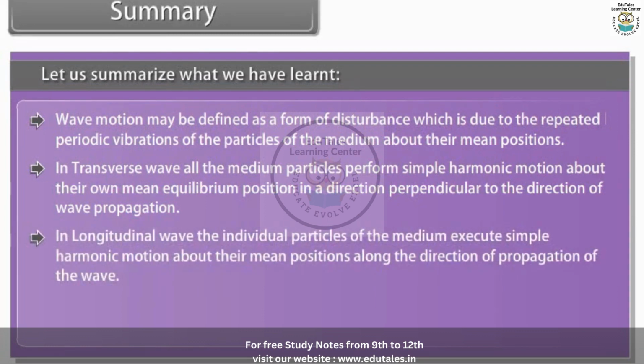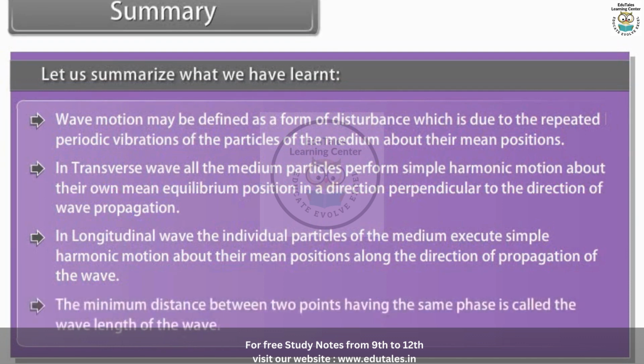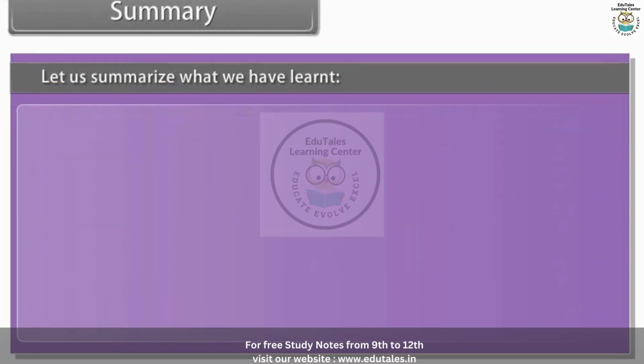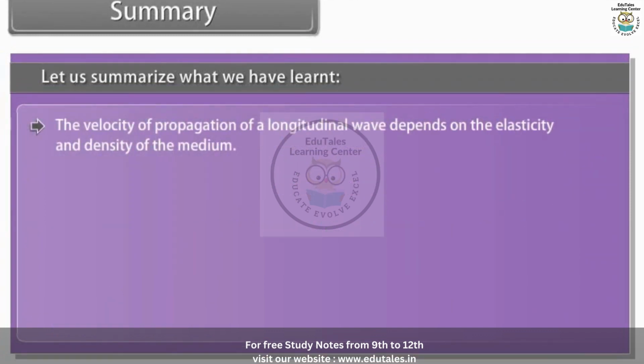In a longitudinal wave, the individual particles of the medium execute simple harmonic motion about their mean positions along the direction of propagation of the wave. The minimum distance between 2 points having the same phase is called the wavelength of the wave. The velocity of propagation of a longitudinal wave depends on the elasticity and density of the medium.